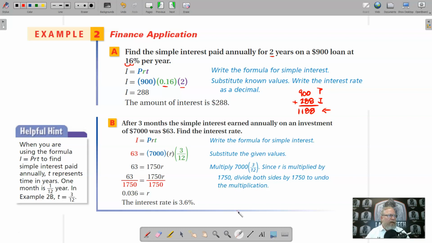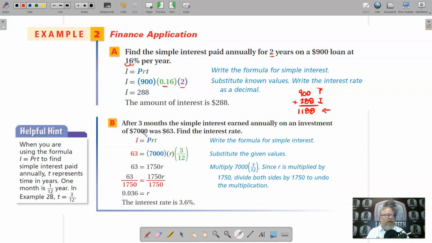Okay, item number B. After 3 months, the simple interest earned annually on an investment of $7,000 was $63. Find the interest rate. So here in this formula, we're going to be plugging in for interest. We do have the interest, so that's going to be on the left side of the equation. And then we're going to have principal, rate, and time on the right. And rate is what we're trying to solve for whenever they ask for what is the interest rate. So R is what we're going to solve for. So let's take this formula of interest equals principal times rate times time and plug in what we know.